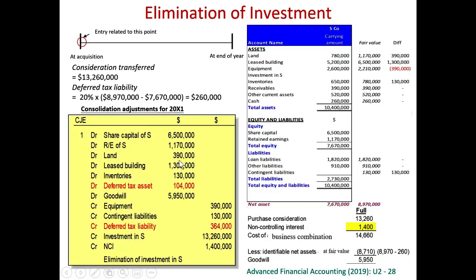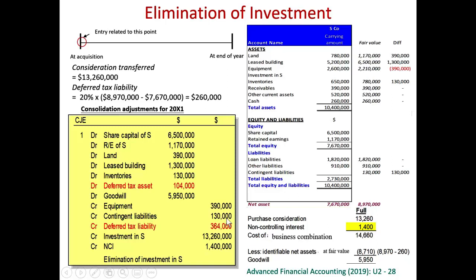Land, fair value increment. Building, fair value increment. Inventory, fair value increment. Equipment is a fair value reduction. Fair value reduction means we have to credit equipment. And then we have got the contingent liability. So we credit contingent liability. So land, building, inventory, equipment, and the contingent liability.